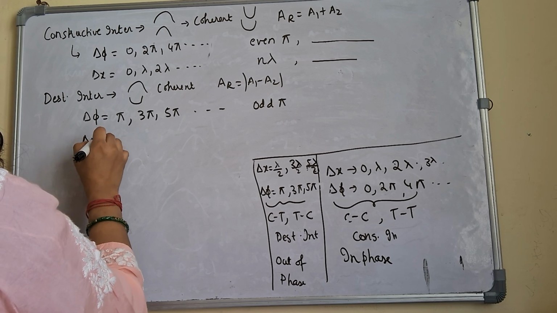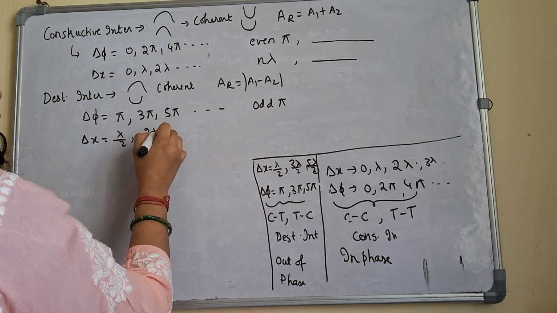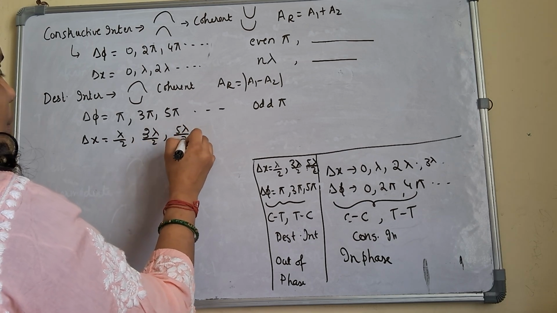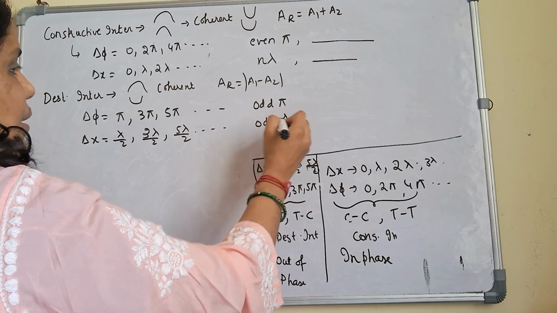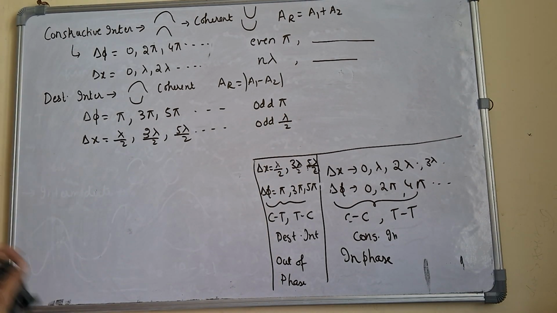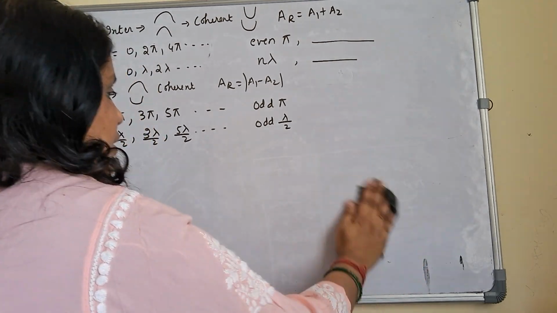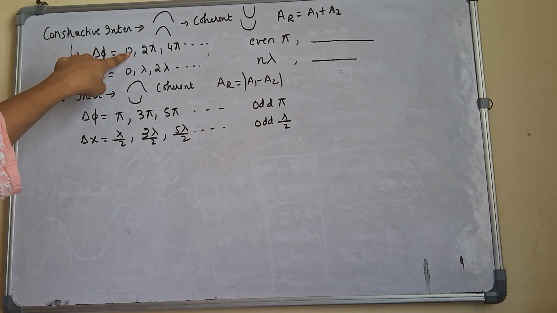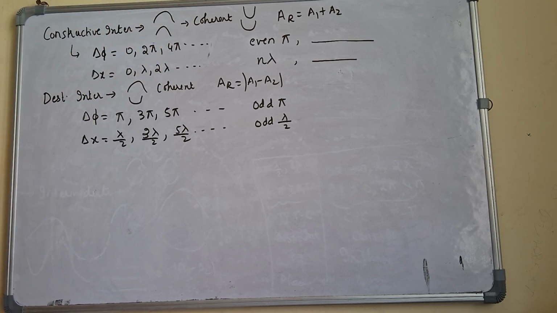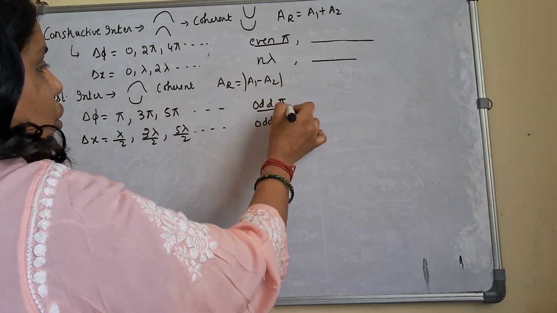And what will be the path difference? Path difference is lambda by 2, 3 lambda by 2, 5 lambda by 2 and so on. So it is odd lambda by 2. This picture I want you to understand. Now, for constructive interference, the phase difference should be 0, 2 pi, 4 pi, or even multiples of pi. And for destructive interference, the phase difference should be odd multiples of pi. Very easy. Even, odd multiples.